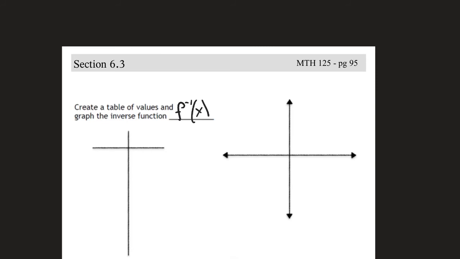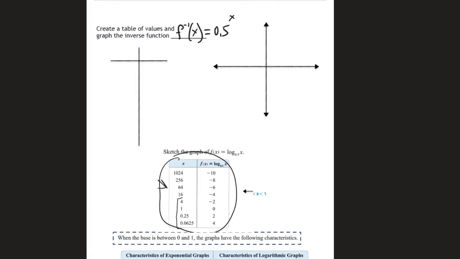The inverse is 0.5 raised to the power of x. There it is. I can go ahead and plug in numbers, or I can remember that the inverse function's range is going to be the domain of the original function, and so on and so forth. So this is how I'm going to do it. All this -10, all this stuff now goes in the x. I'm doing that. -4, -2, 0, 2, 4.